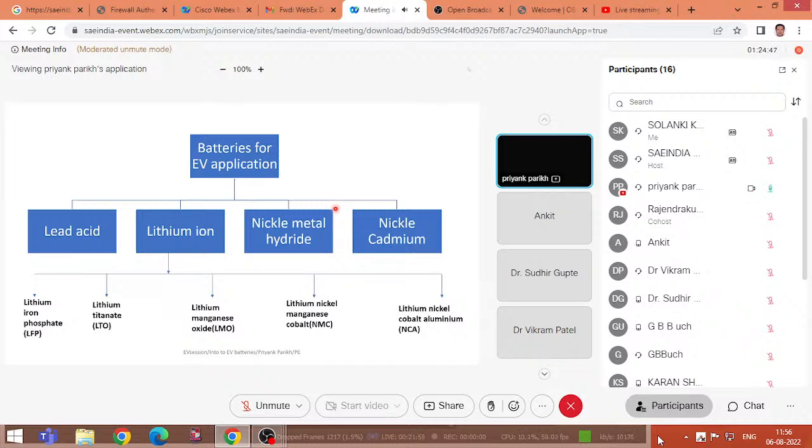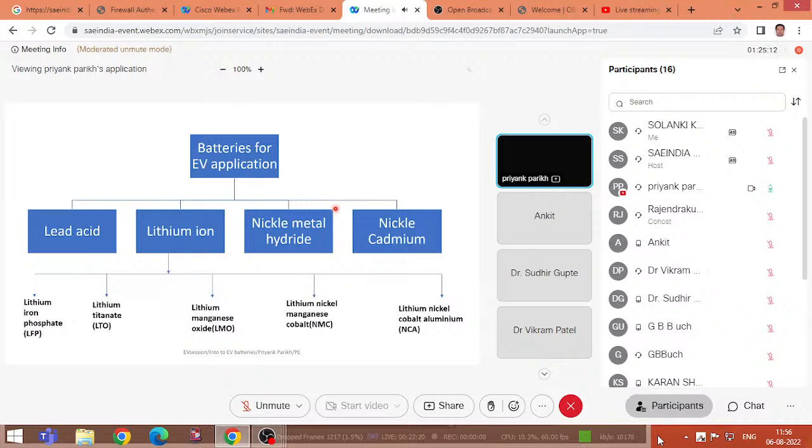Lithium ion batteries. So lithium ion batteries are definitely the future, and at some point they'll be replacing the lead acid batteries completely, right? Again, lithium ion batteries are classified into different chemistries. And as an engineer, it's very important for us to understand what these chemistries are and why we select those chemistries. Okay, so first is LFP, that is lithium iron phosphate.